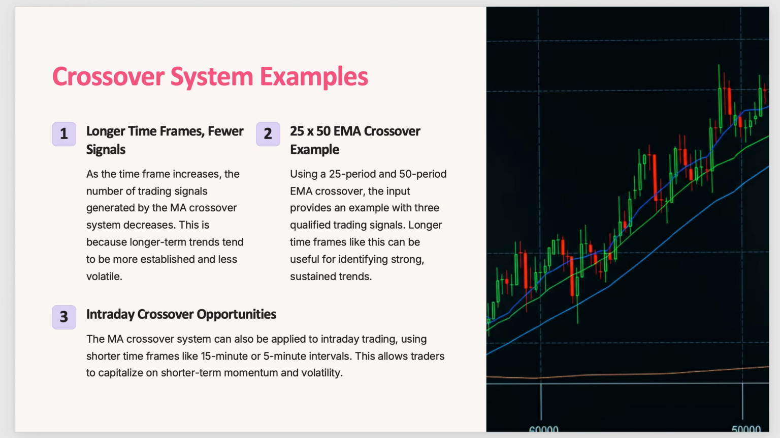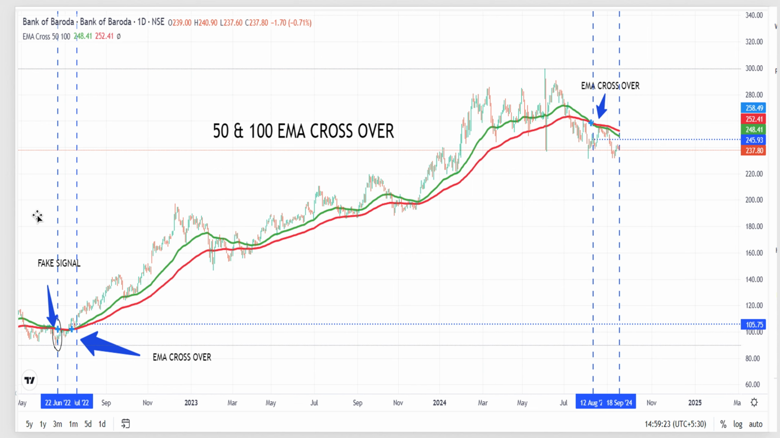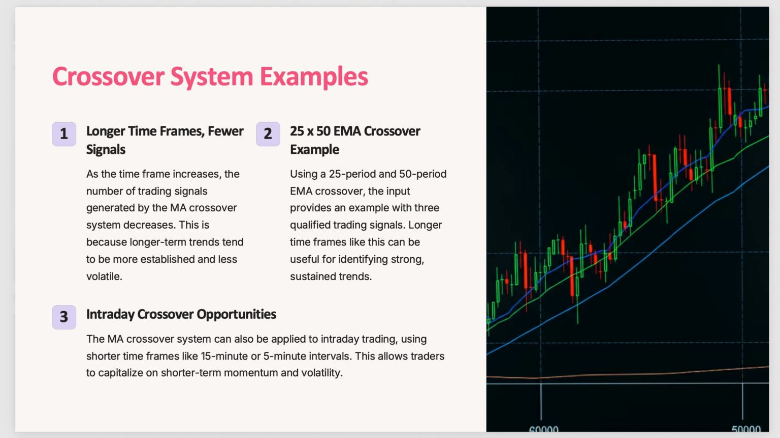Yeah, longer time frames, fewer signals. I think we have seen that longer time frames like weekly and monthly will give you fewer signals, but solid investment opportunities. 25 into 50 EMA crossover, 25 period, 50 period. Again, like here we have taken 50 and 100. It all depends stock to stock.